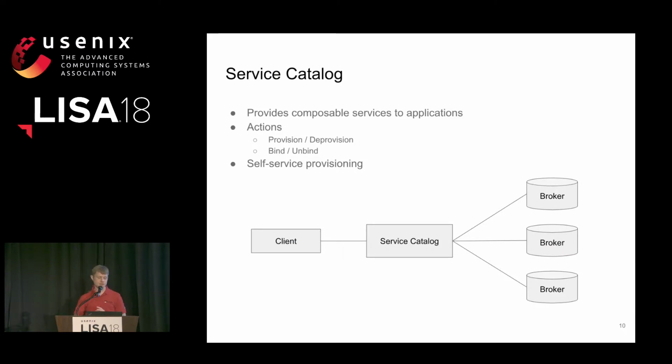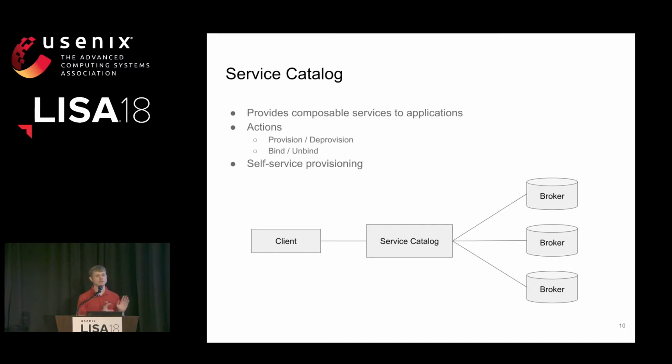And this is how it fits together. So we provide composable services to applications through the service catalog. It's really great for those things like a database or a message service or a queuing service. The actions that are supported through the service catalog start with provisioning and deprovisioning. Those are the obvious ones. But then move on to binding and unbinding, which is a little more interesting.